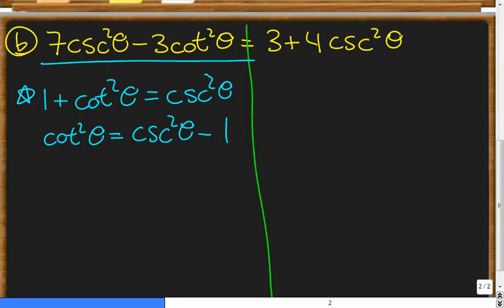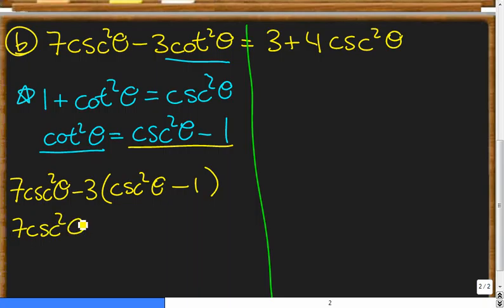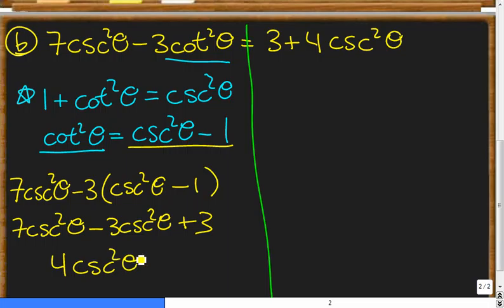So at this point, what I need to do is a direct replacement. And I'm going to have 7 cosecant squared of theta minus 3 times this side, right? So cosecant squared of theta minus 1. Now, if I distribute this, I get 7 cosecant squared of theta minus 3 cosecant squared of theta plus 3. And you can see that this is going to become 4 cosecant squared of theta plus 3, and that equals 3 plus 4 cosecant squared of theta.